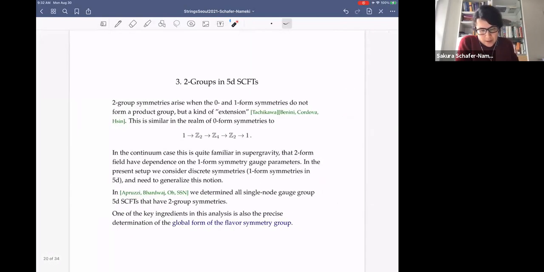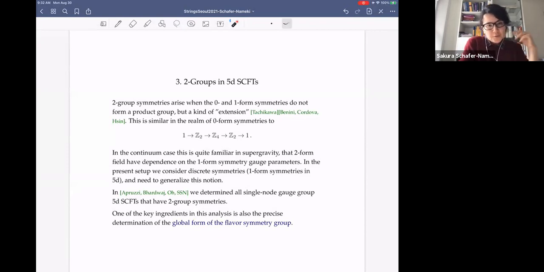All right. So now I alluded to this potential question that if you have a symmetry, say a zero-form symmetry and a one-form symmetry, then in fact these can form some non-trivial two-group symmetry. So I want to discuss for the rest of the talk a little bit what that entails in five dimensions and how this should be thought about. So what are these two-group symmetries? They arise when we have a zero and one-form symmetry, and they don't form a product group, but something more akin to an extension group.